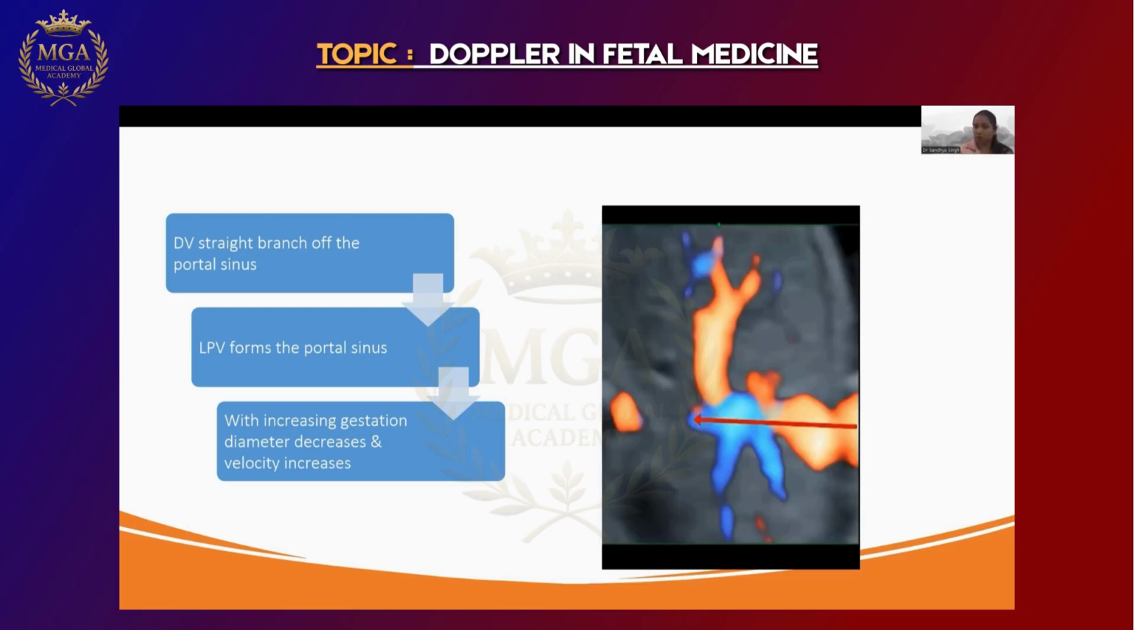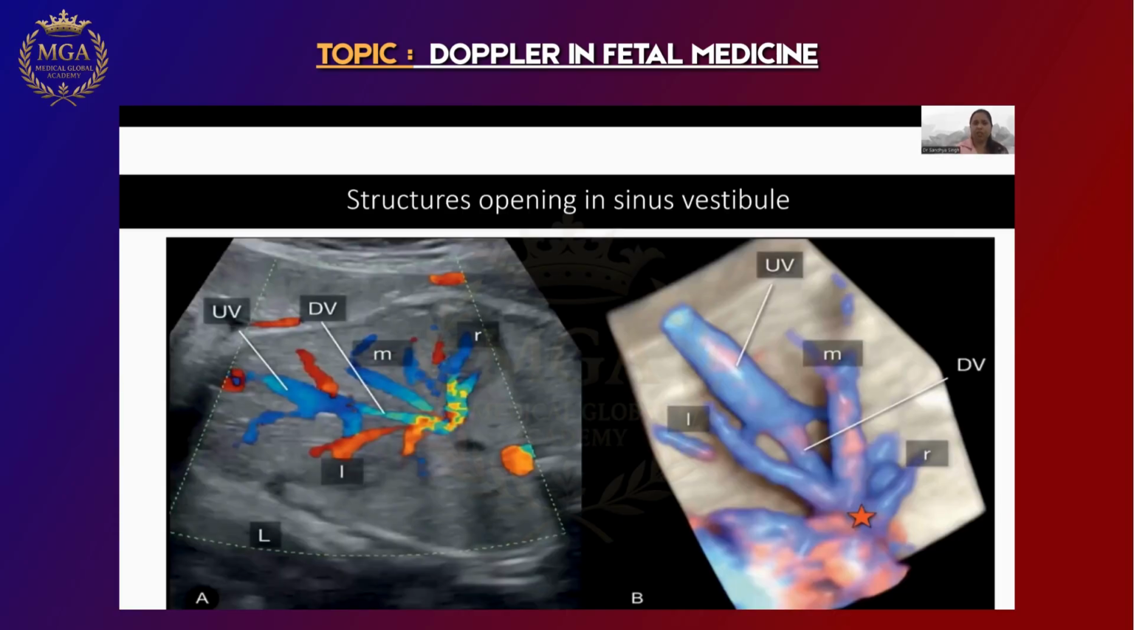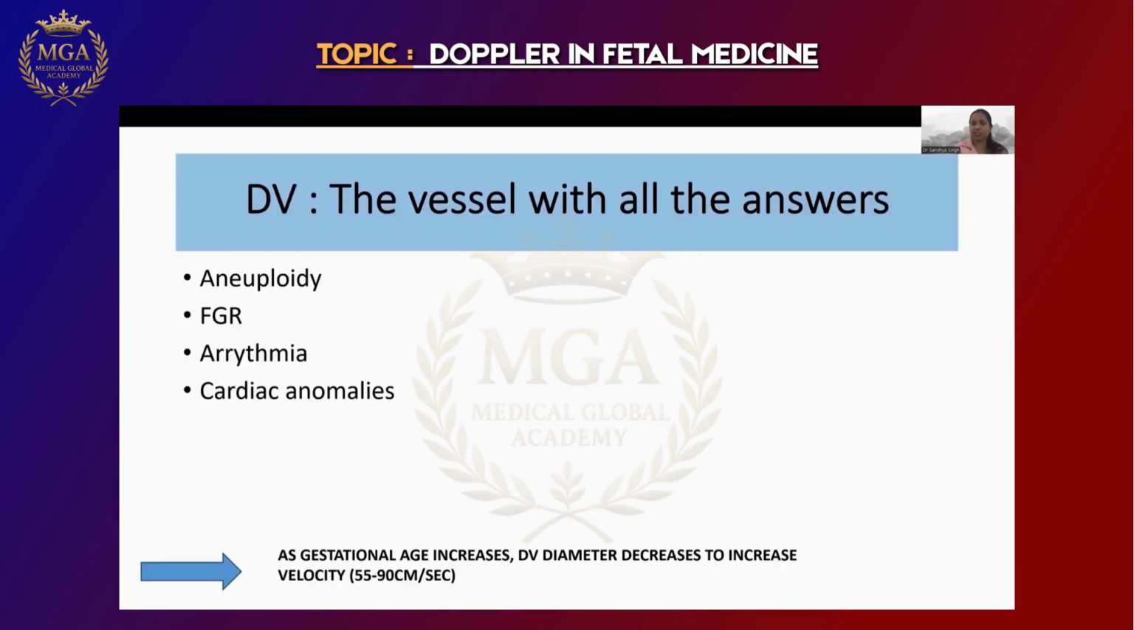Write it down. If you don't understand, put it in the chat box. I'll explain. If you don't put it in the chat box, I'll think you have understood it. So a negative A wave in DV is abnormal and a negative A wave in IVC is normal. Okay. Having said that, I hope you have understood what all opens in the sinus venosus and why there's a triphasic waveform. DV is one vessel which is the answer to all the questions.